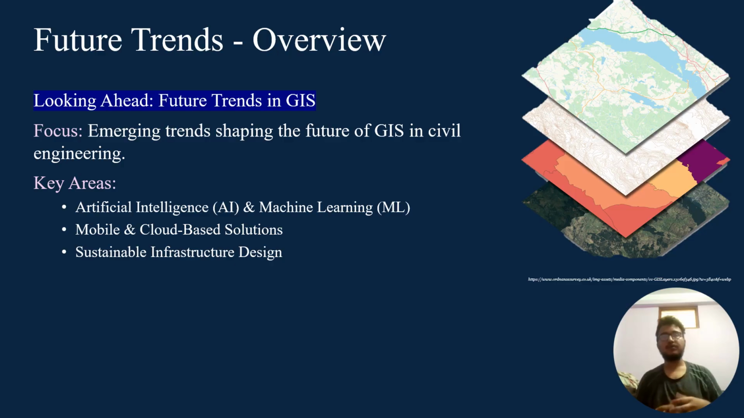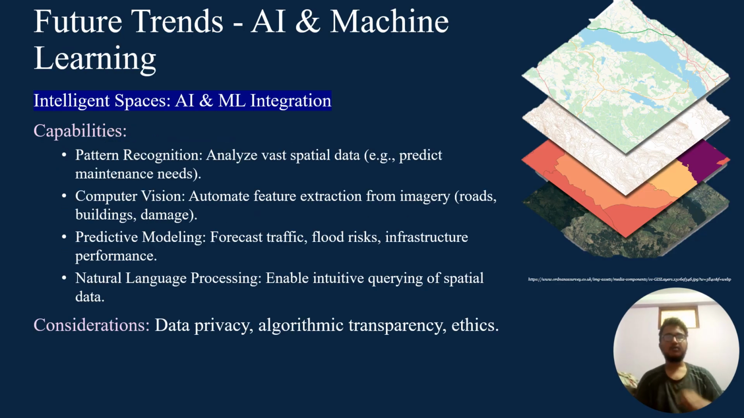As we conclude our exploration of GIS in civil engineering, let's look ahead to emerging trends that will shape the future in this field. The integration of artificial intelligence and machine learning, or AI and ML respectively, with GIS is poised to revolutionize civil engineering practices. Machine learning algorithms can analyze vast amounts of spatial data to identify patterns and relationships too complex for traditional analysis methods. For infrastructure asset management, this technique can predict maintenance needs based on patterns in inspection data, environmental conditions, usage levels, and other factors.